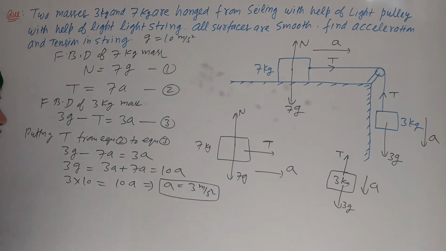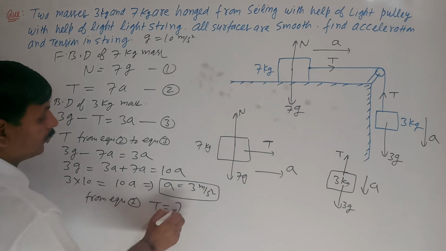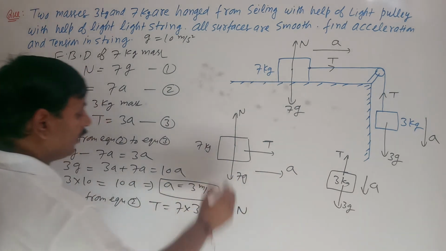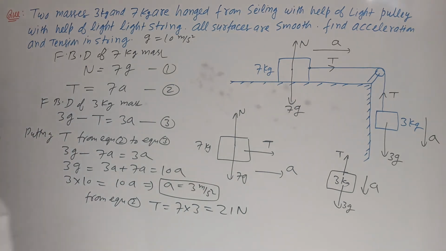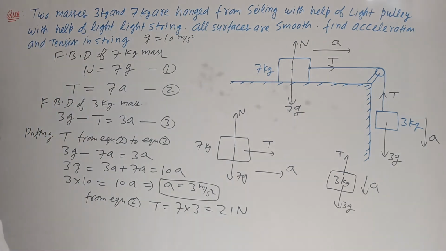And what is the tension? From equation 2, T is equal to 7a, a is 3, so that is 21 Newton. So for this question, what we have seen is that the acceleration is 3 meter per second square and tension is 21 Newton.